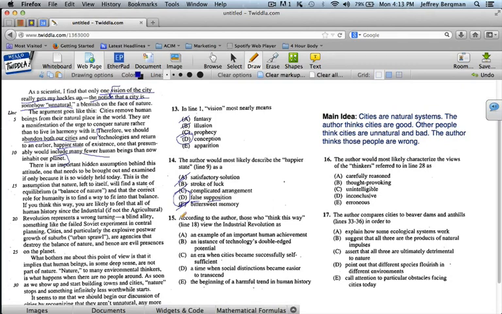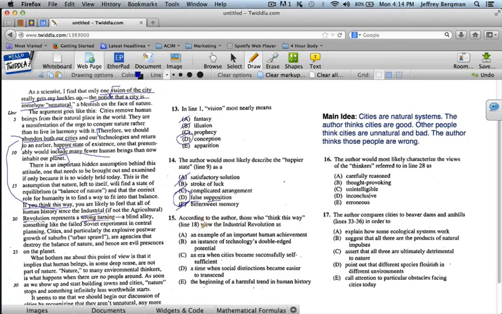Question 15. According to the author, those who think this way, line 18, view the Industrial Revolution as. Okay, line 18. If you think this way, now what way? And that way is what he's just been talking about. He's still talking about people who don't like cities. If you think this way, you would feel that all of history since the Industrial Revolution represents a wrong turning.